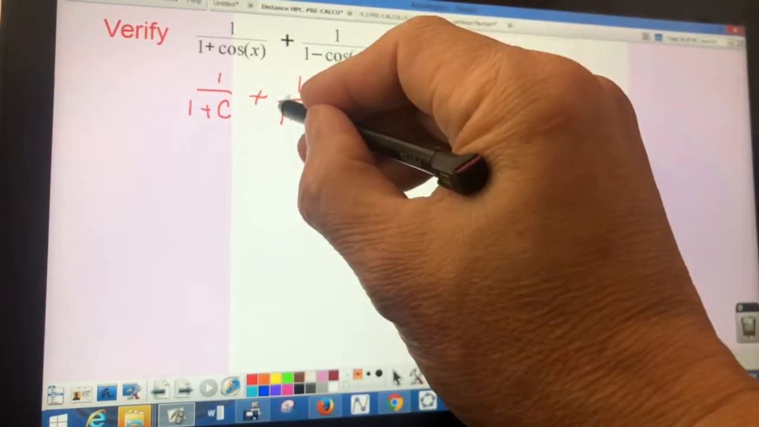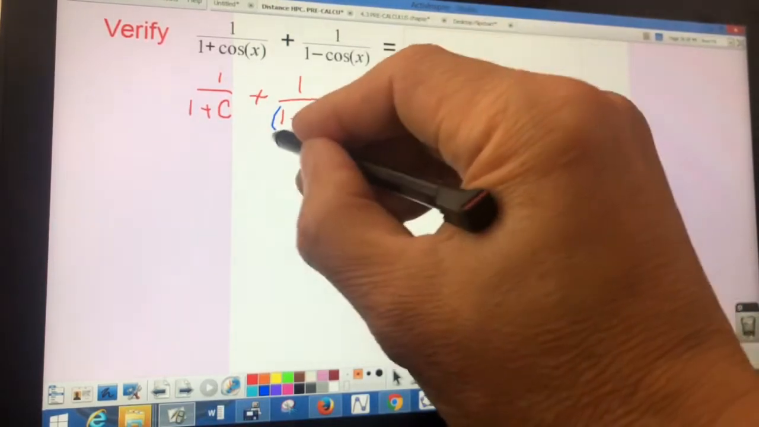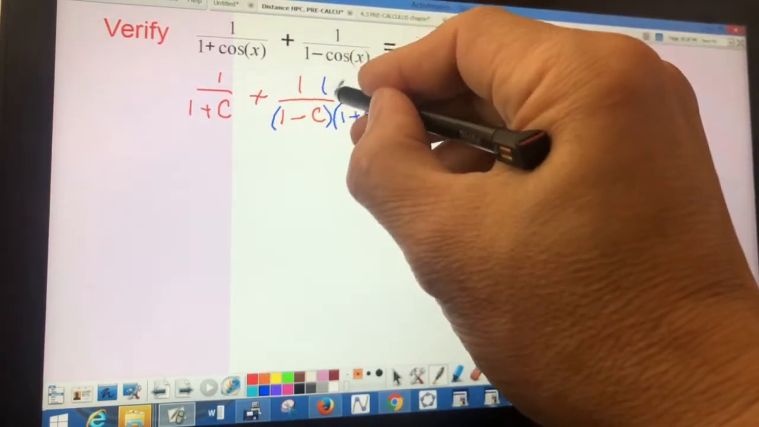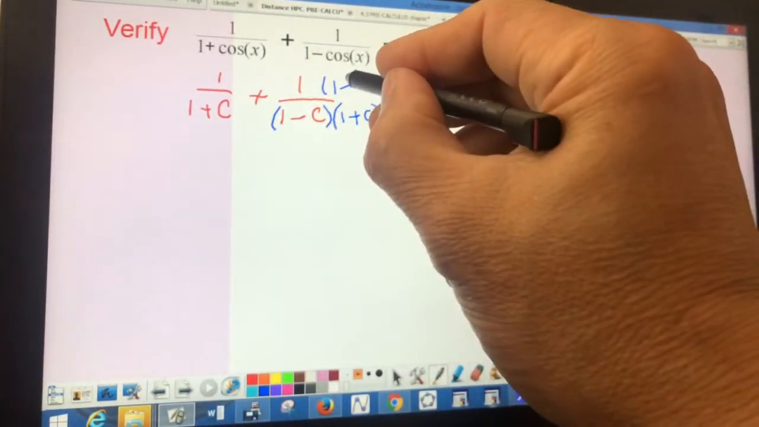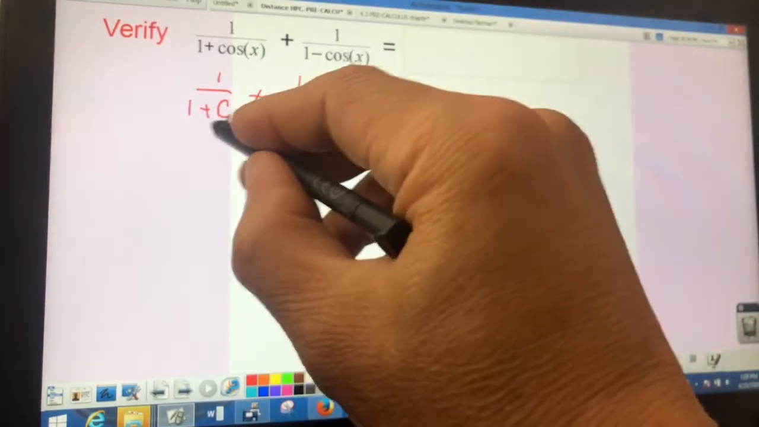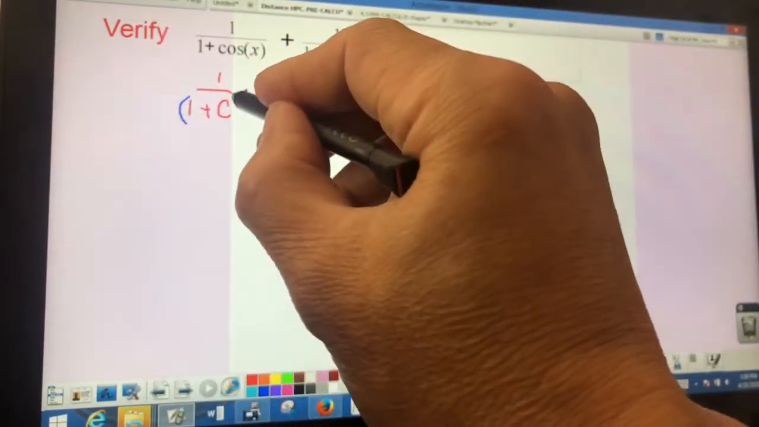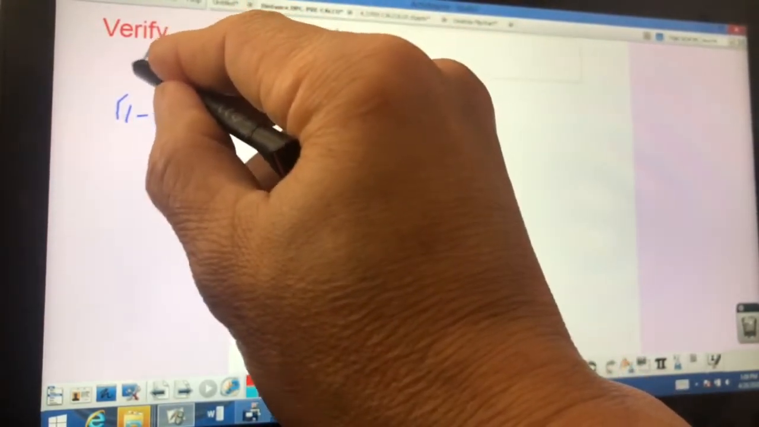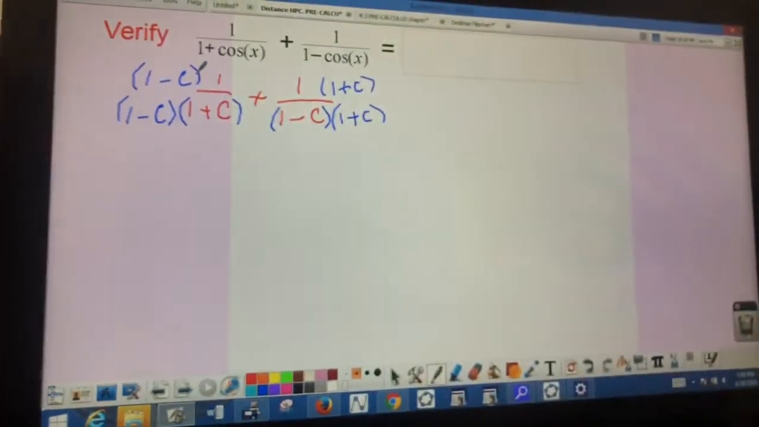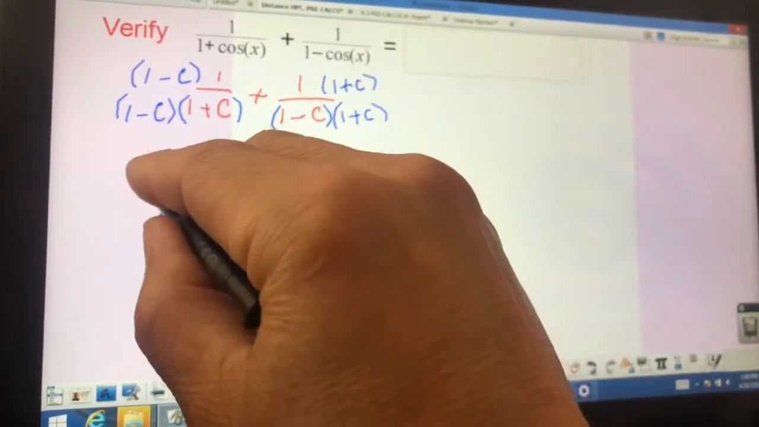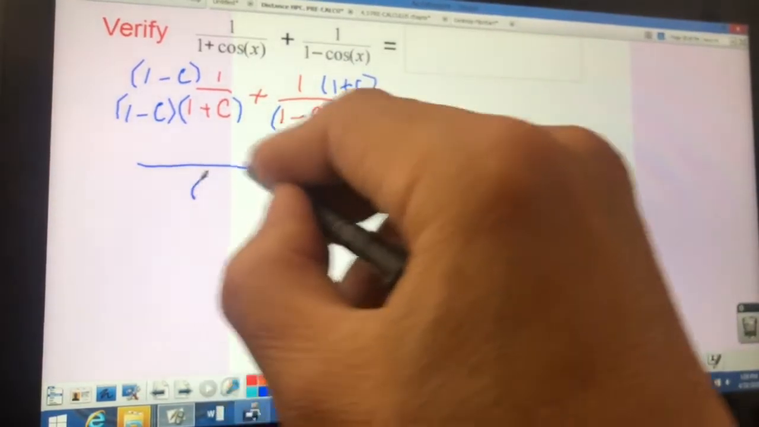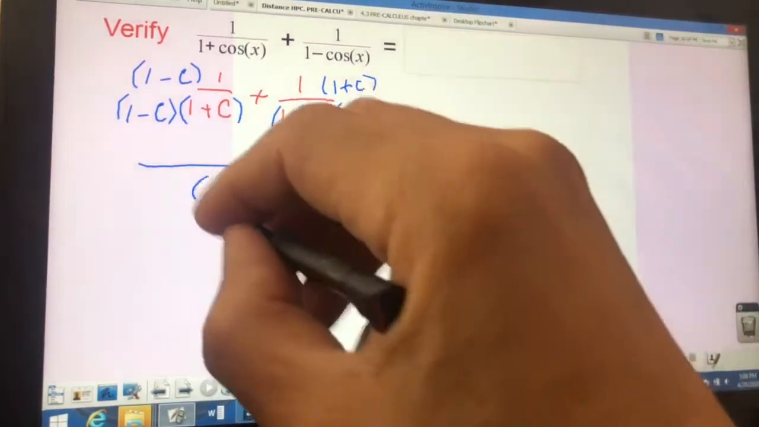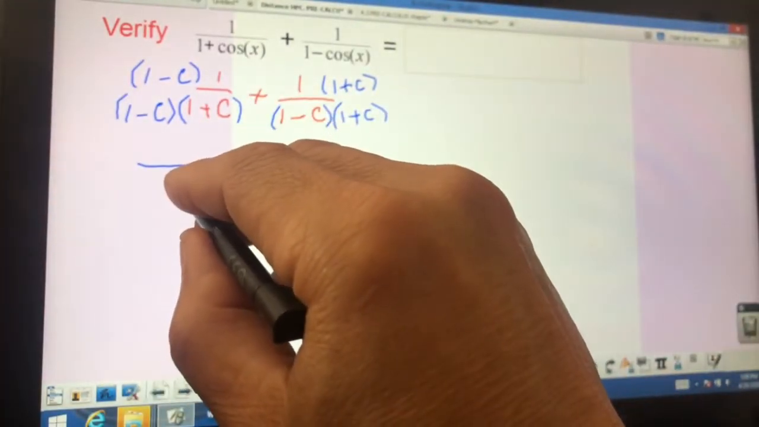So you multiply this one, the 1 minus c, by 1 plus c in the bottom and 1 plus c at the top. And in the first parentheses here, you're going to multiply by 1 minus c and 1 minus c. Okay? So now after you multiply it, the bottom should be easily multiplied. You should know how to get that multiplied. If not, then review the product of binomials, the difference of binomials.